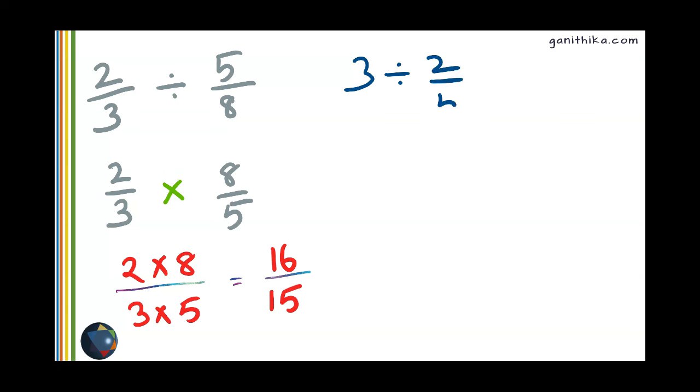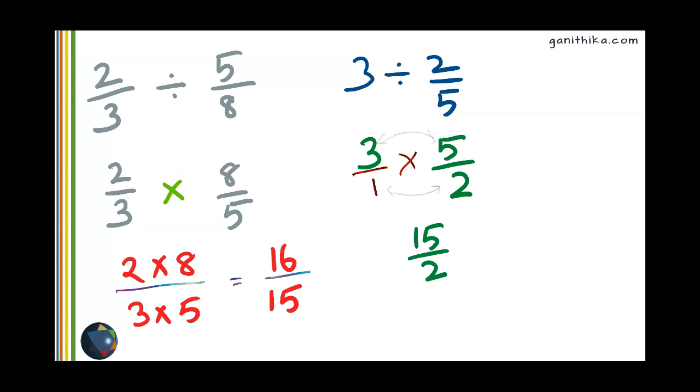What if the first number was not a fraction? Again, maintain the first number. Don't change the first number. Change the second number. Invert the second number, 2 over 5 to 5 over 2. And put the multiplication sign. And we have seen this type of question just now, which means we have to put a 1 in the denominator for this. And numerator to numerator, denominator to denominator, 15 over 2.